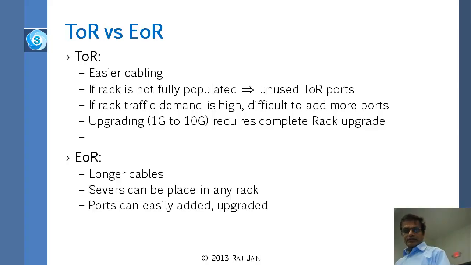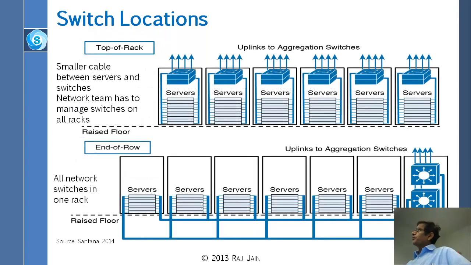Here's the thing. Suppose this is a 24 port switch and you have only 4 servers, then 20 ports are not being used. In the end-of-rack case, you don't do that. Why? Because you can connect any server to this switch. So you have less networking equipment, less networking investment.